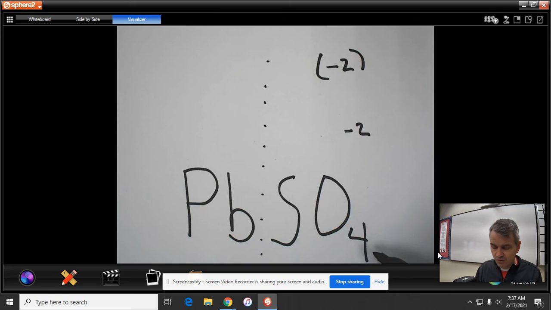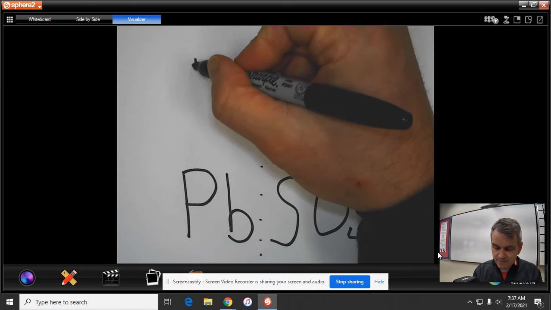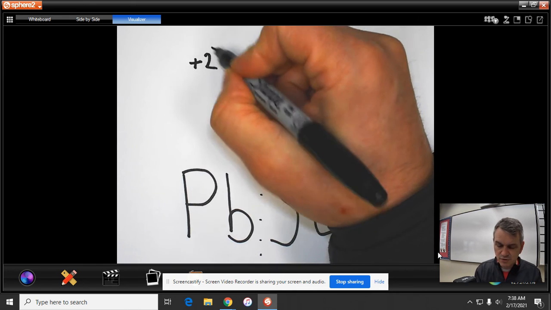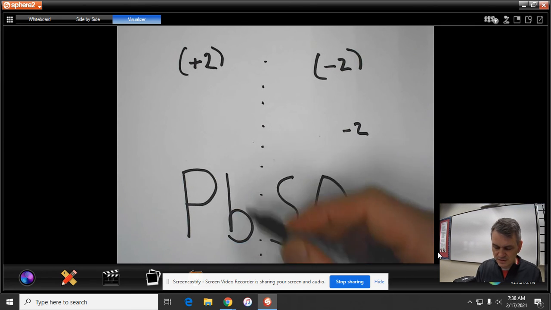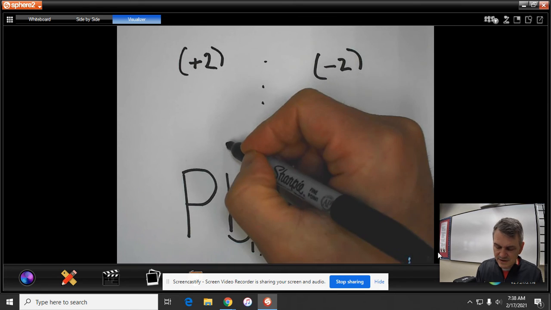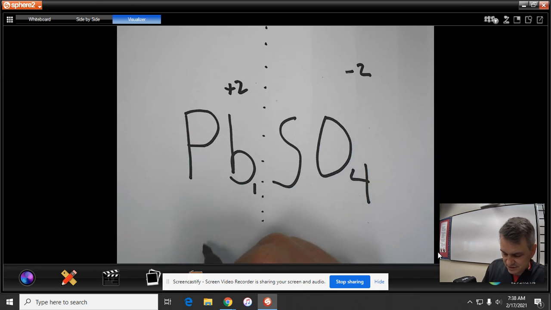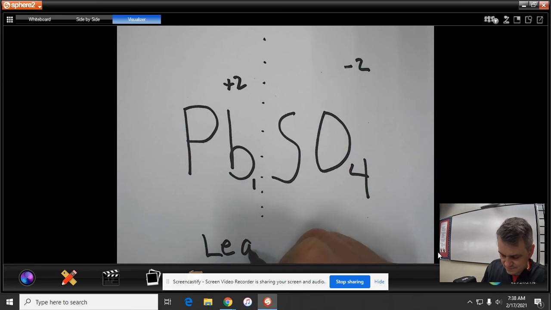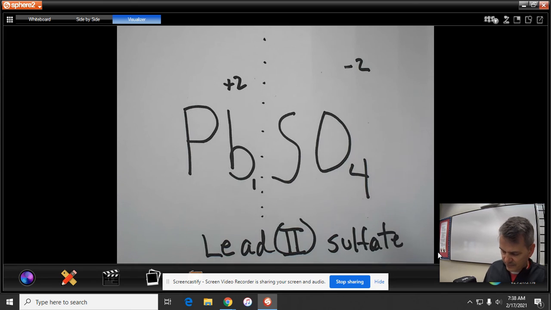Don't worry about that 4. Don't multiply that times the charge. Okay? So that means that we have to have a +2 over here as an overall charge. We have 1 lead. Okay, so 1 times a +2 gives us +2. So we would then call this one lead 2 sulfate. Okay, and again, that Roman numeral 2 represents that +2 charge right there.